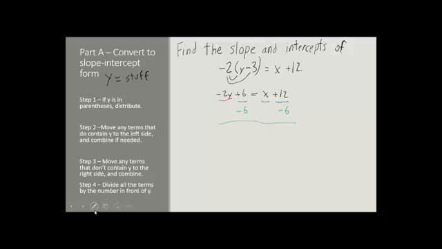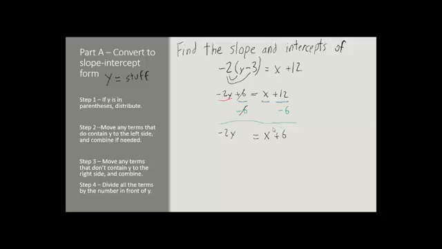And now we just bring down whatever we can. The 2y that's in the red underline is not changed. It is still -2y. The +6 and the -6 cancel out. Then we have our equals. And then x and +12 minus 6 gives us +6.